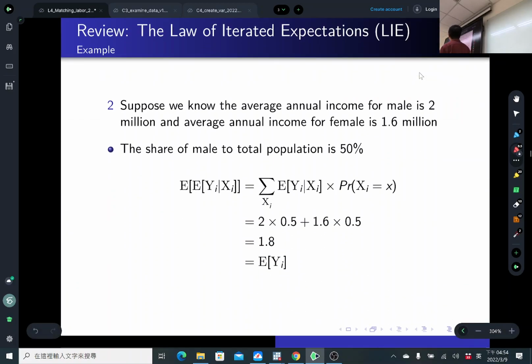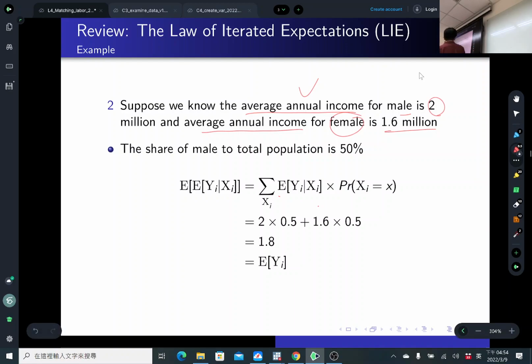And the law of iterated expectations says you can use another way to calculate. You calculate the average earning for some subgroup, and then take the average. For example, you calculate that the average earning for male is 2 million, and the average earning for female is 1.6 million. So that is this term: male and female.